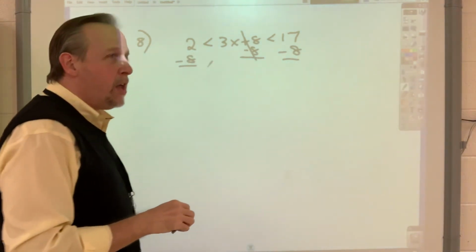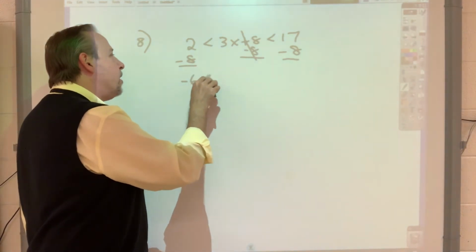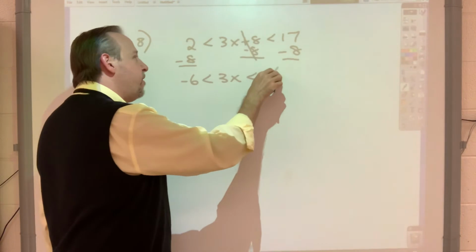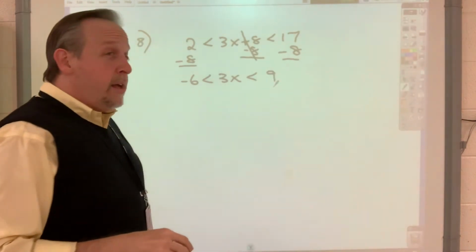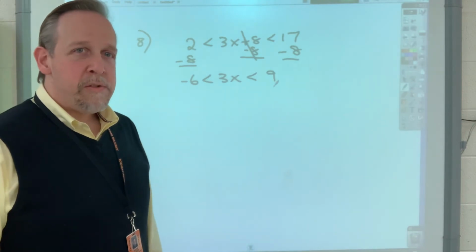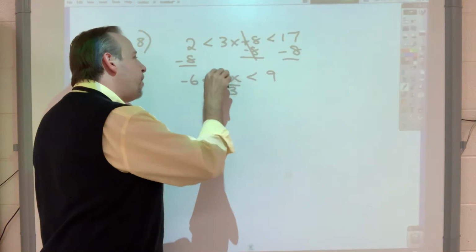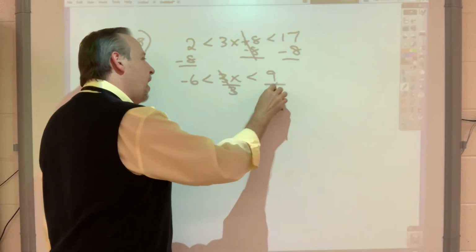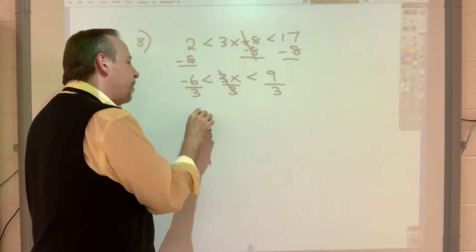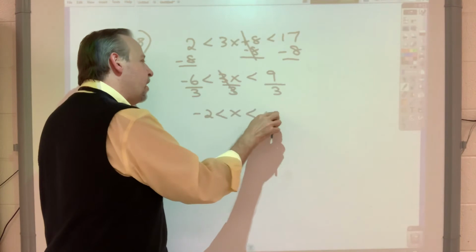Careful with negatives. 2 minus 8 is -6. Less than 3x. Less than 17 minus 8 is 9. And now again, I have 3x, but I don't want 3x, so I have to divide everything by 3. Dividing by 3 cancels out the coefficient, but we have to do it on the other two sides also. -6 divided by 3 is -2, less than x, less than 9 divided by 3 is 3.